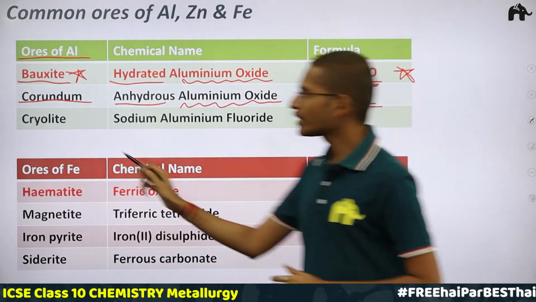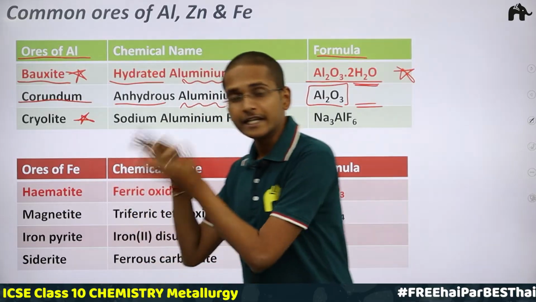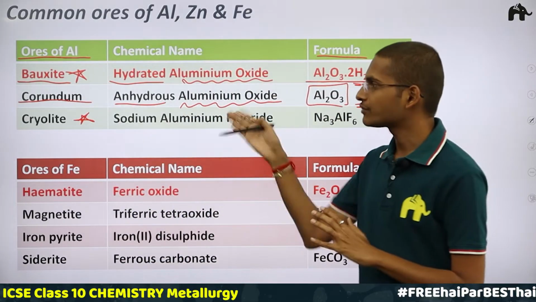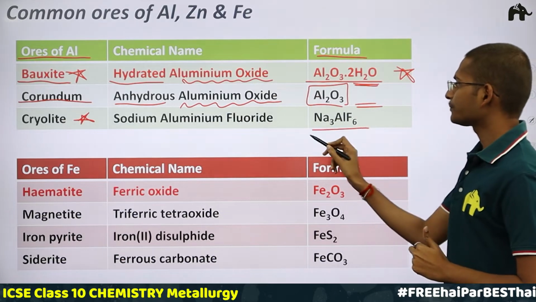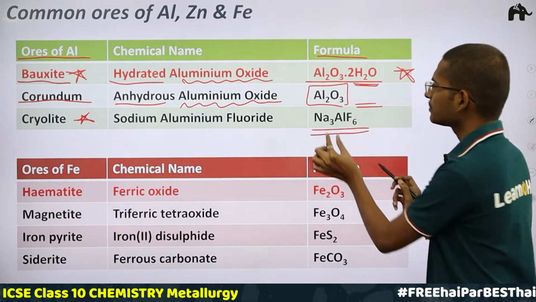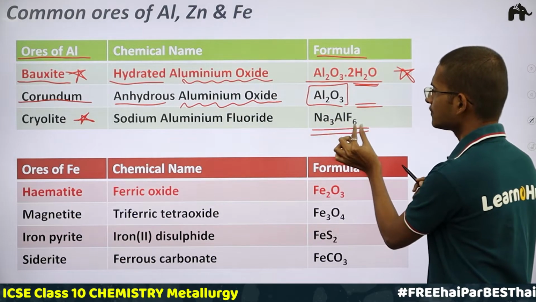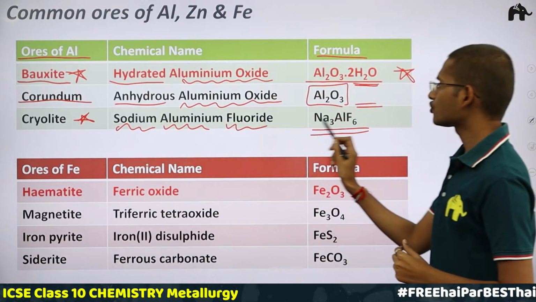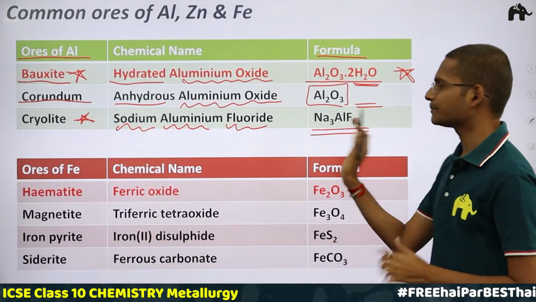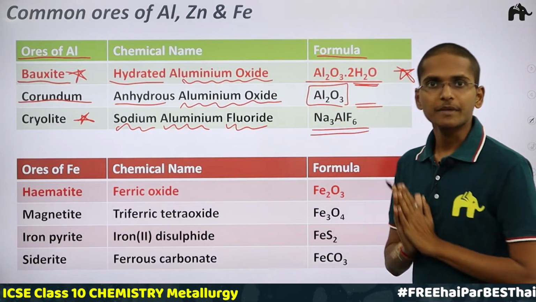And then the last one is cryolite. We are also going to use this later on while extracting aluminium. It's very important. Cryolite is simply Na3Al(F6). Its name is also very simple: sodium aluminium fluoride. Just the names of the elements you have to remember. You can simply make it out from the chemical formula.